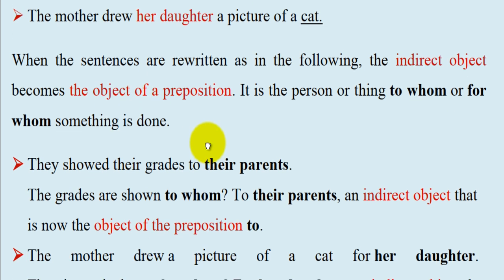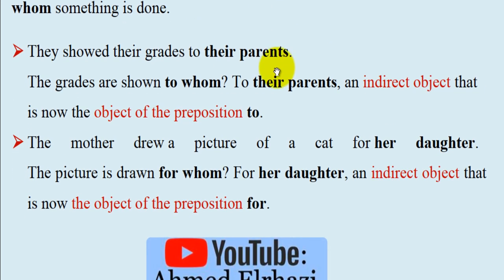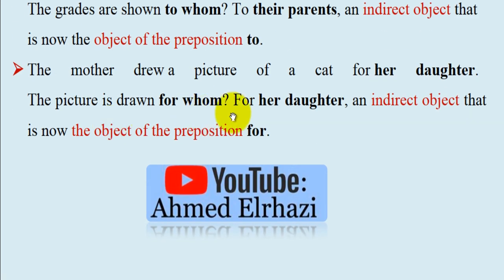They showed their grades to their parents. The grades are shown to whom? To their parents. An indirect object that is now the object of the preposition to their parents. The mother drew a picture of a cat for her daughter. The picture is drawn for whom? For her daughter. So an indirect object that is now the object of the preposition for.